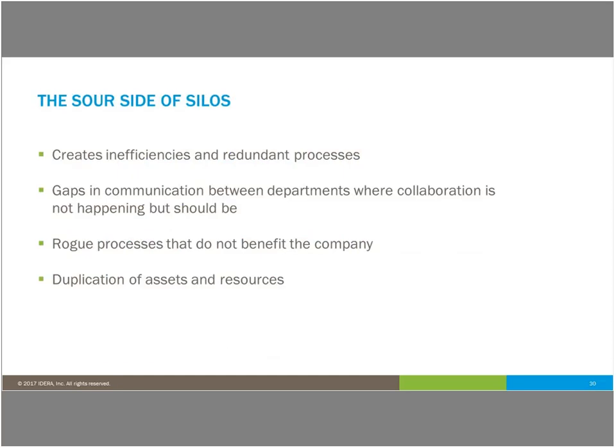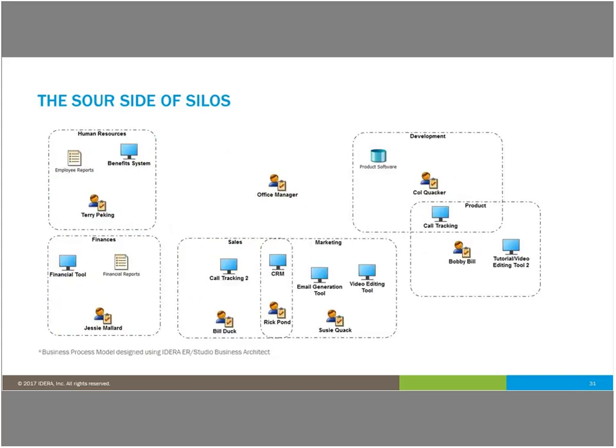So in this case, I'm going to talk about the duplication of assets and resources. And so here I'm going to use some product models to go through that. In this case, we've got the various different applications that are being used, the various different people that are using them. And we have the CRM solution, which is used by both sales and marketing, and understanding, okay, they're using the CRM, and I don't necessarily need two different CRM tools. I may have the tutorial video editing tool over here in the product team, and I may have another one in marketing. And if I've got two of those going at the same time, then I certainly don't need two of those.